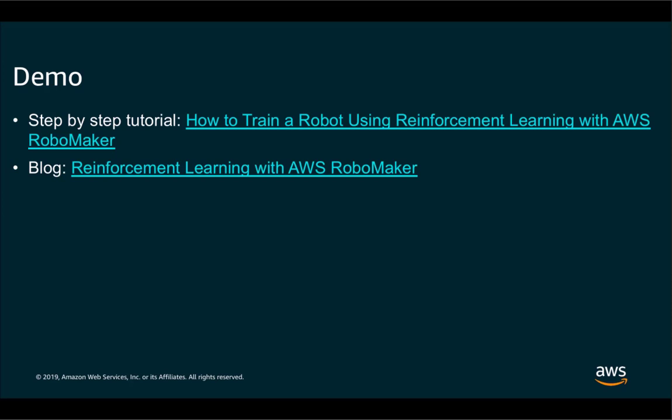So we put in a little bit of a shameless plug in here where we have published a step-by-step tutorial on how to actually train a robot using reinforcement learning with AWS RoboMaker. So I highly encourage you guys to take a look at it. It is the sample application that we're going to go through today. We also followed up with a blog that basically goes into details on how this sample application works. So I put up the links here, which we'll share with you later.